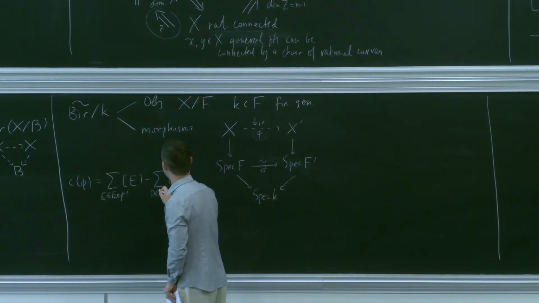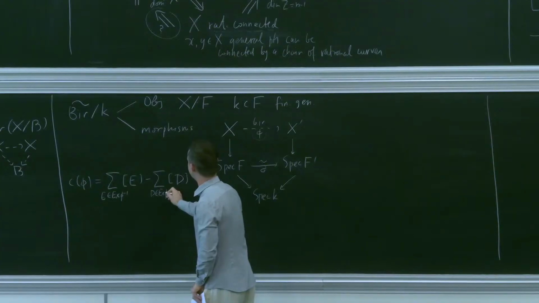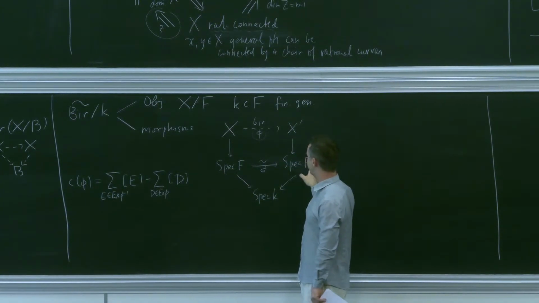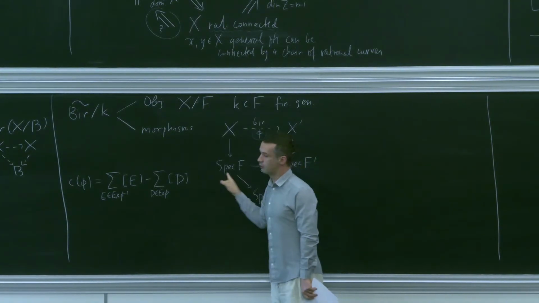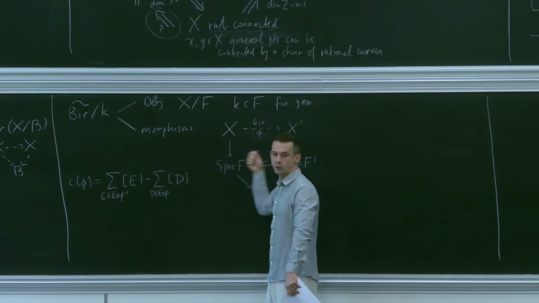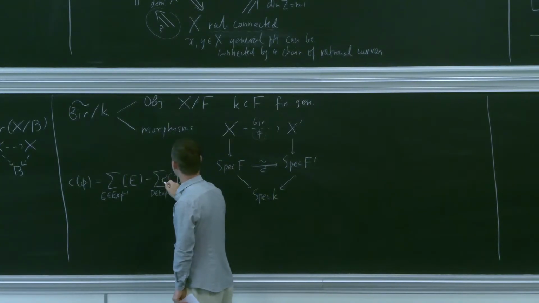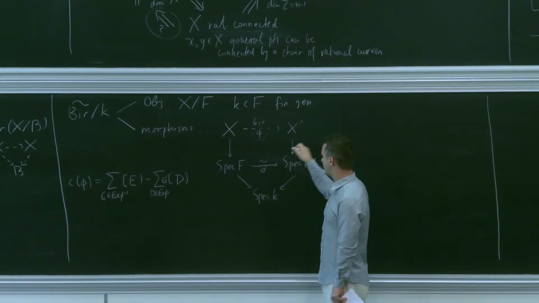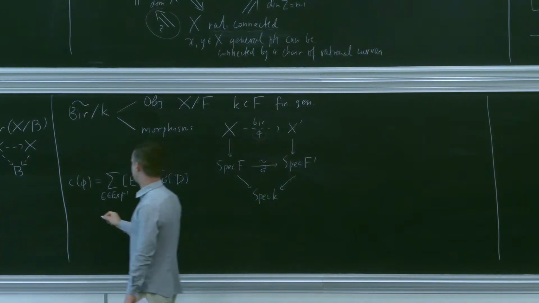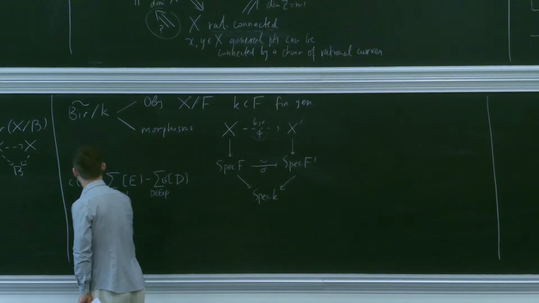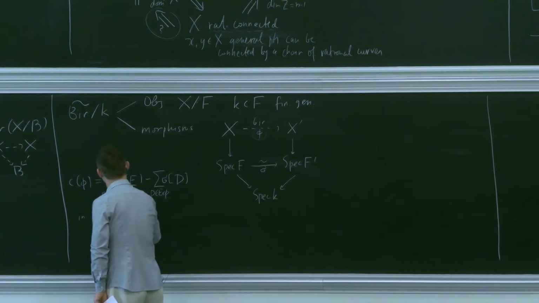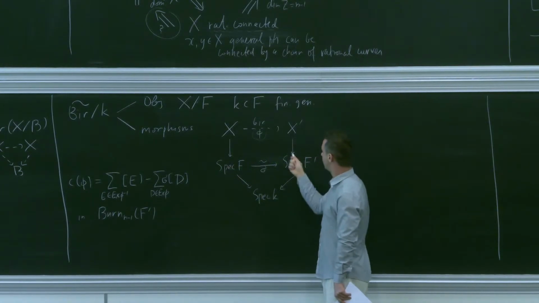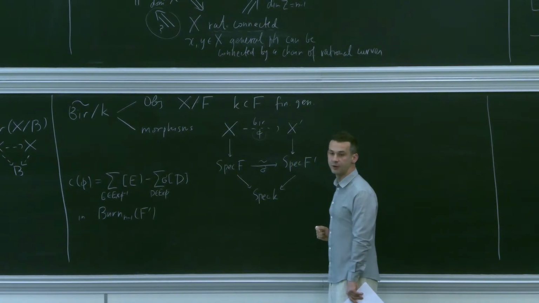Now the problem with this formula is that they live in different places. Specifically, these guys live over this field, and these guys live over this field. So I need to make a choice where I want to consider them, and I put sigma here. This way I send everything to here, and I now can compare them. So this lives in the Burnside group of the second field. I could have chosen the first, but okay, I choose the second field to compare them in.